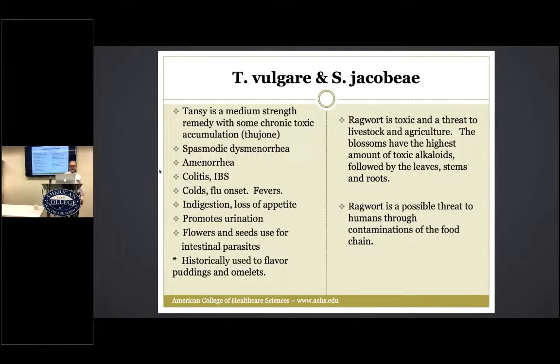So the difference between the two: the vulgare is tansy. It's a medium strength remedy with some chronic toxic accumulation from the thujone. It's used for amenorrhea, colitis, colds, fevers, indigestion, loss of appetite. It was originally brought here and naturalized because it was used for puddings and omelets, which is crazy to me. I'm trying to imagine a pudding made from this plant. How would they do that? Somewhere there's a recipe, right? I wouldn't want to put it in an omelet. Tansy ragwort is toxic, highly toxic. And it's a possible threat to humans through contamination of the food chain, which I mentioned.